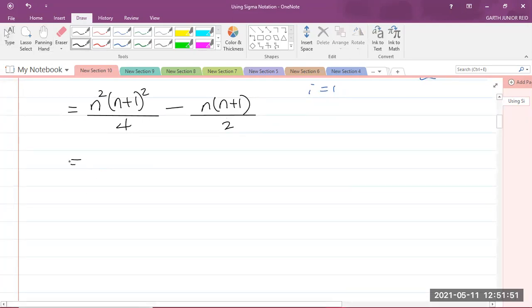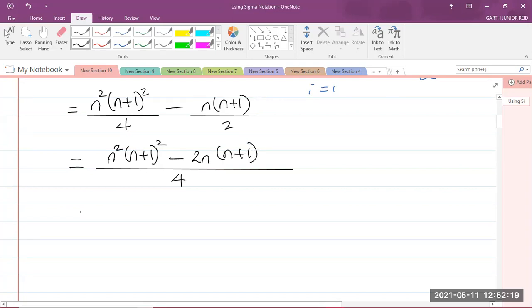So this is now equal to, I'm going to let 4 be my LCM. So what I will have in the numerator is basically n squared times n plus 1 all squared minus 2 times n plus 1. That is what I will have in the numerator. So I still have 4 in the denominator.